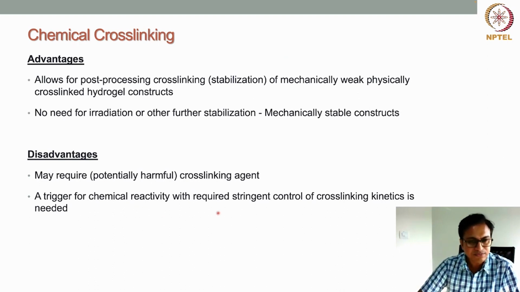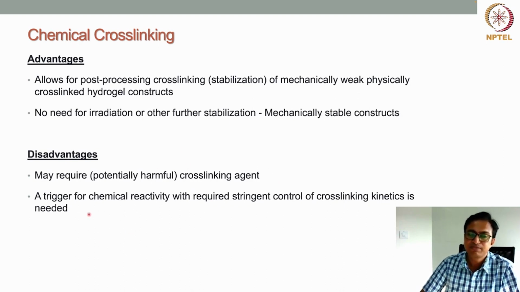Now the disadvantages. For chemical cross-linking we need to use certain harmful cross-linking agents. Some chemical cross-linking agents are very harmful, so that is a disadvantage. But we can use certain cross-linkers that are less harmful, or not harmful at all, which are safe to use.